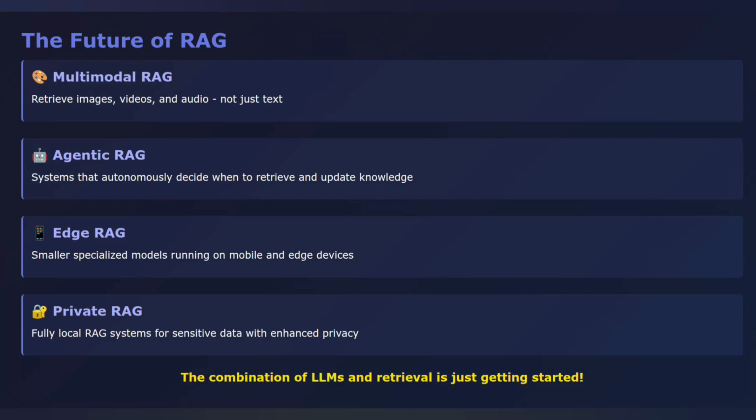Agentic RAG. Systems that can decide when to retrieve, what to retrieve, and even update the knowledge base autonomously. Smaller, specialized models. As embedding models become more efficient, we'll see RAG running on edge devices in mobile phones. The combination of LLMs and retrieval is just getting started. This is the future of how we interact with information.